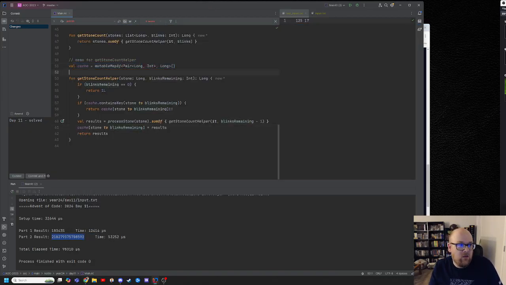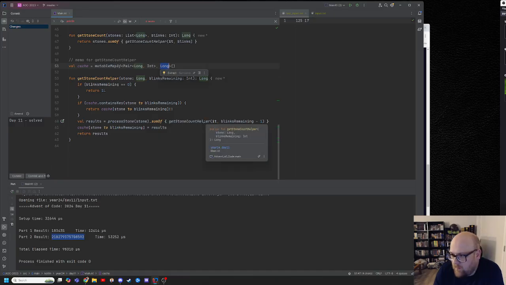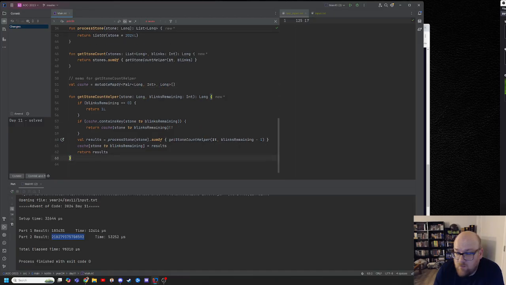So this is the input. The key is the stone's value paired with the number of blinks remaining, right? And then from there, the actual answer. So we're just caching. That's it. Good old fashioned caching.